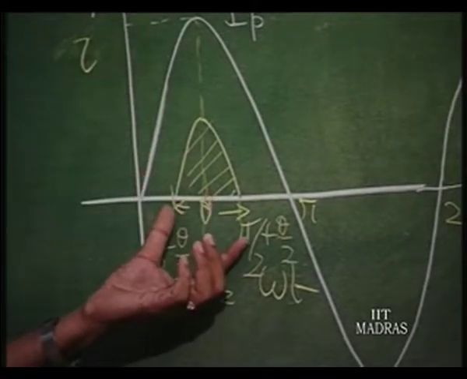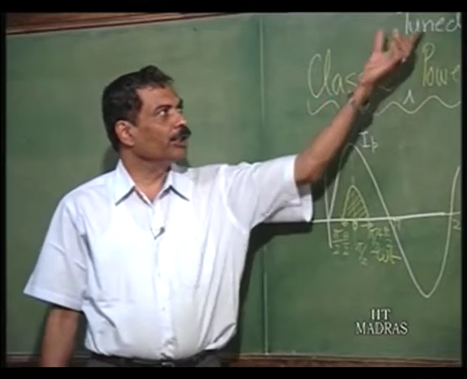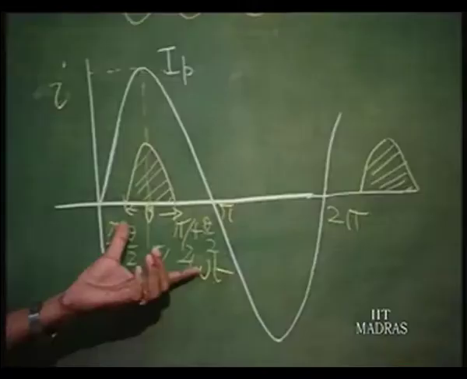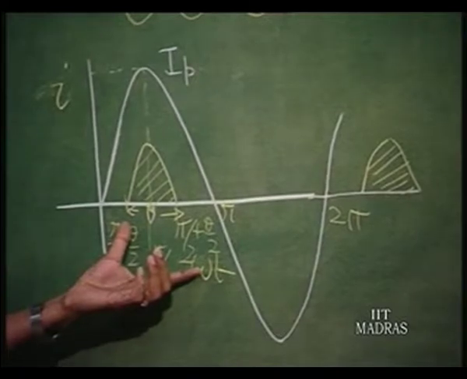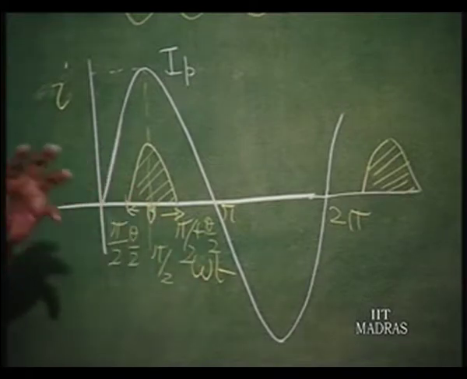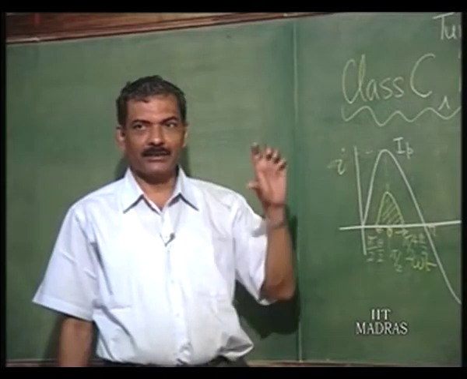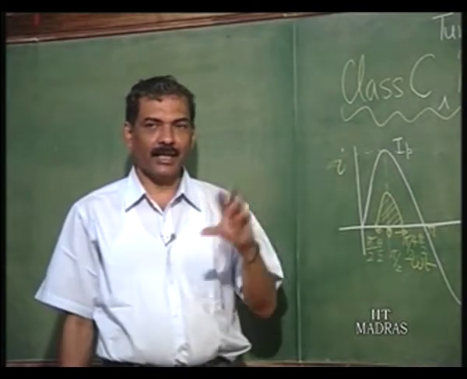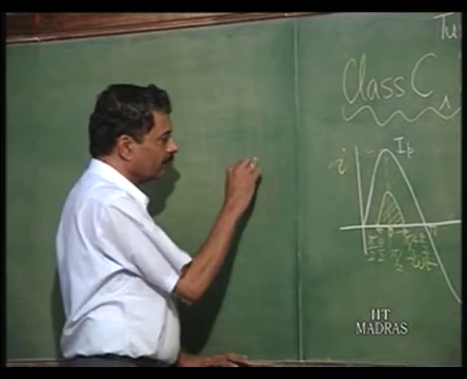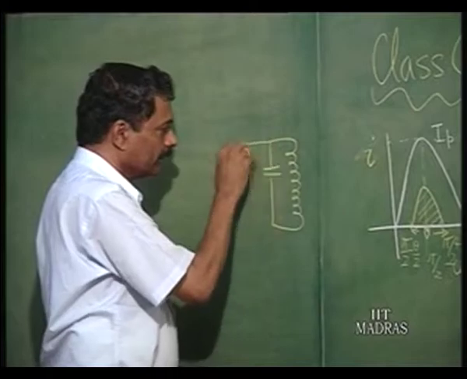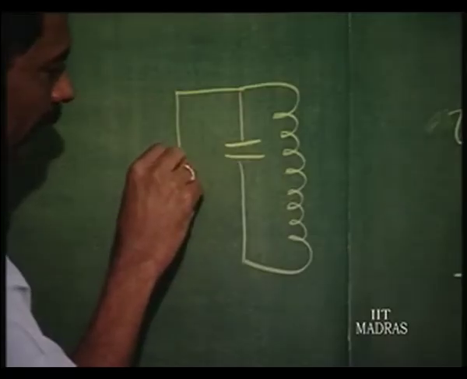So, this is the idea behind class C tuned power amplifier. Tuned means it is a resonant circuit at the output made up of a tank circuit, so called tank circuit. We can store energy. So, L and C connected in parallel, and effectively the load comes across L and C. So, it is L, C and R. So, essentially it is going to be a tuned circuit L, C and R.